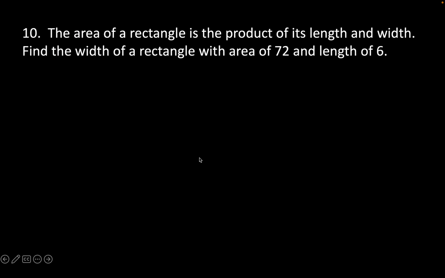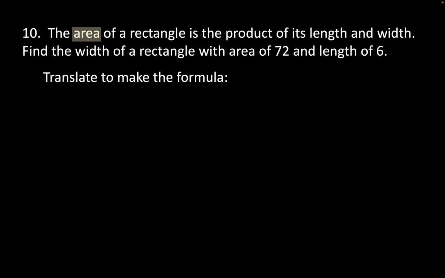Even if you have something where they give you the information, the area of a rectangle is the product of its length and width. Find the width of a rectangle with an area of 72 and a length of 6. The first thing you want to do is translate to make the formula. So it says the area of a rectangle is the product of its length and width. The first keyword we see is area. And in algebra, you need a variable to represent it. What will we use to represent area? Something like a capital A, or A in general.